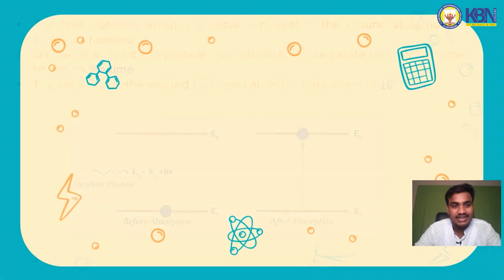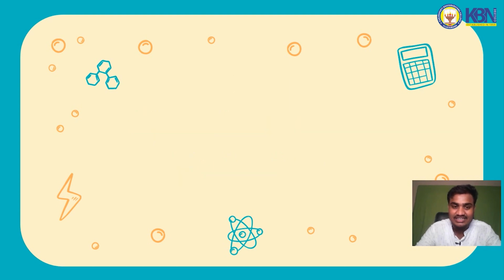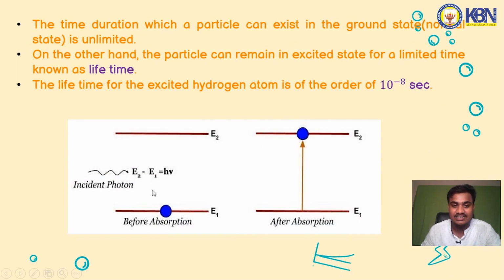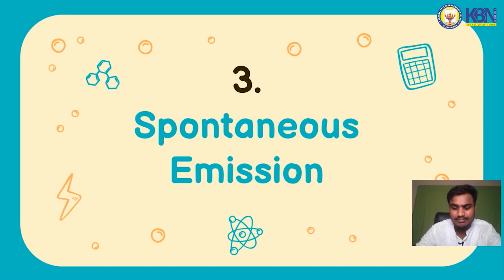Now coming to the next one, which is spontaneous emission. In absorption we have seen that the atom, by absorbing some frequency, goes to the excited state. Suppose h mu is the frequency that is falling on the atom which is present in the ground state. It is absorbing E2 minus E1, that is h mu, the frequency which is required to go to the excited state.